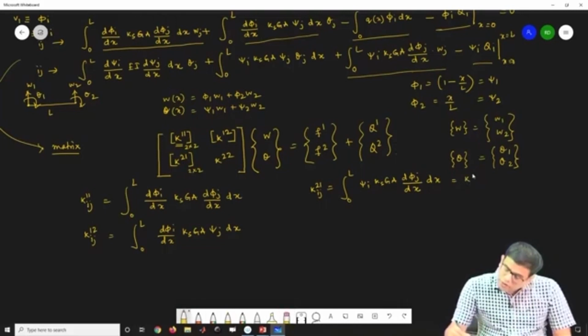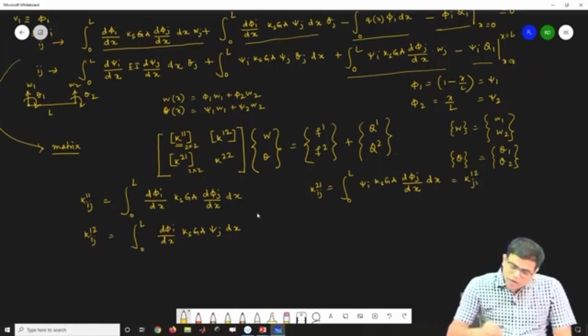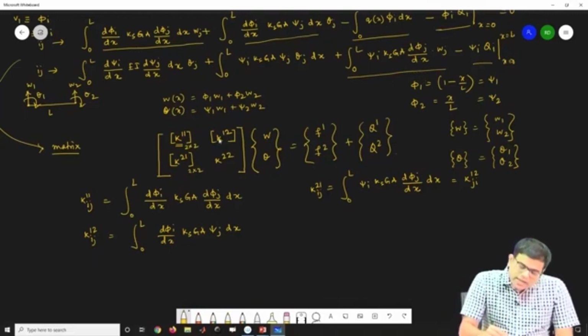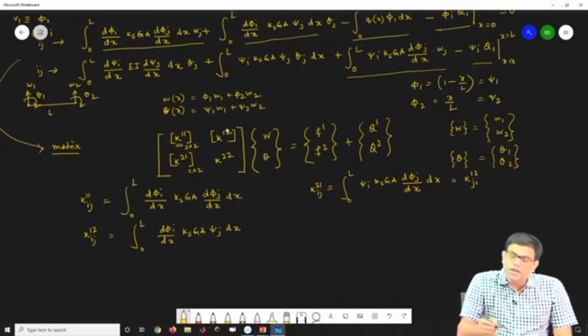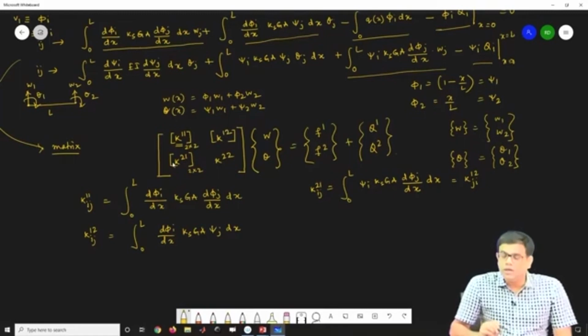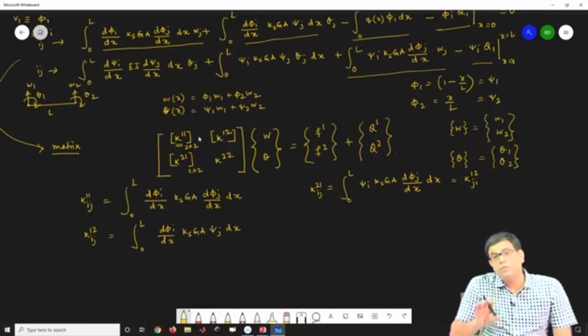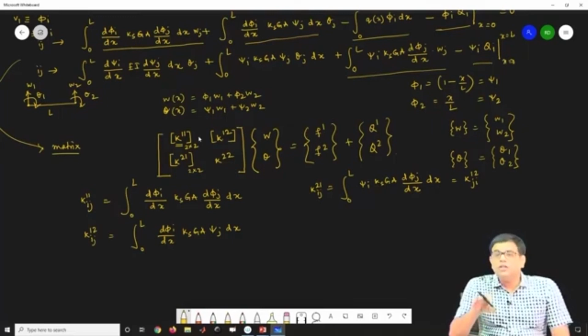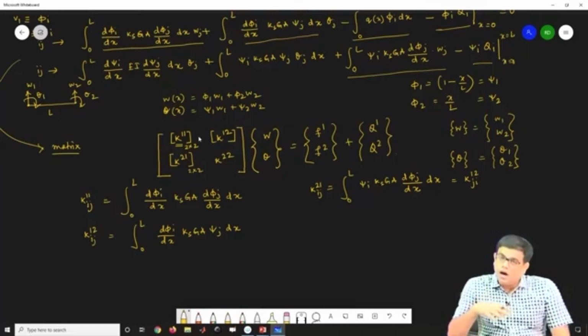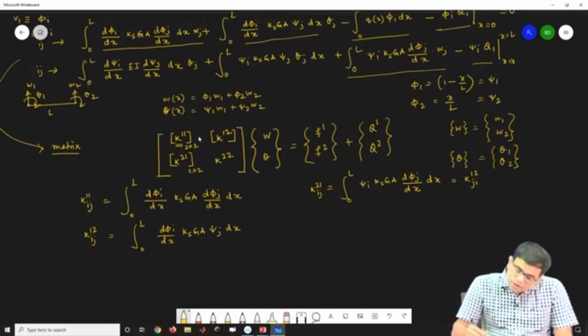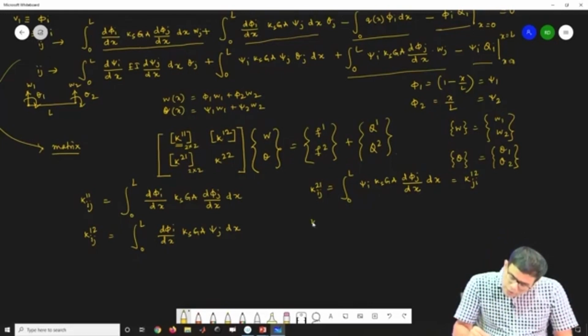So K1 to Ji. From these expressions, I can say that this K12 transpose is actually K21. So this is just the transpose of this matrix, which is a good thing, because it will maintain the symmetry of the stiffness matrix. Now what will happen to K22?